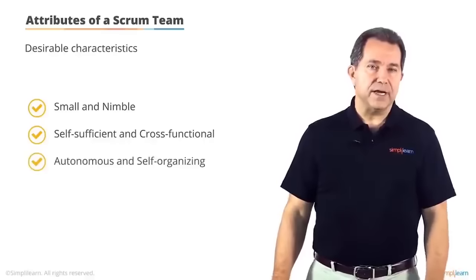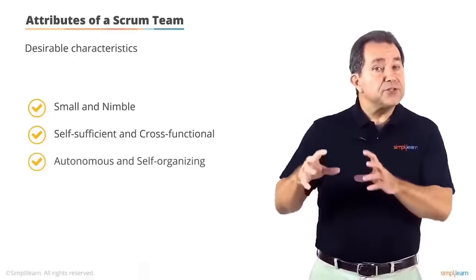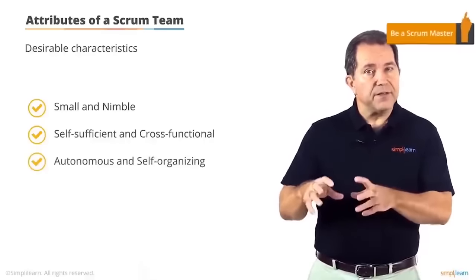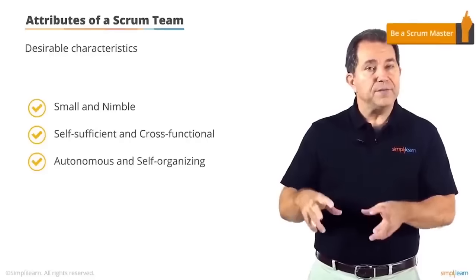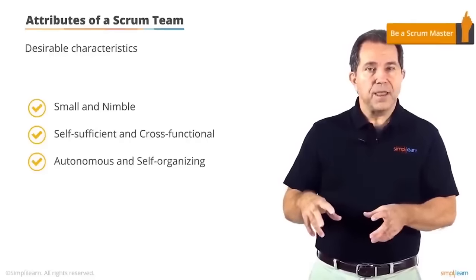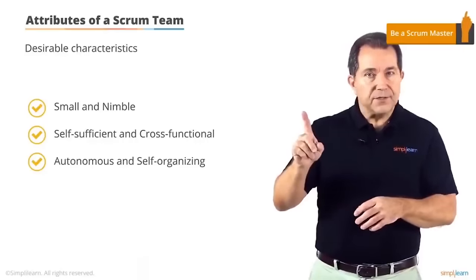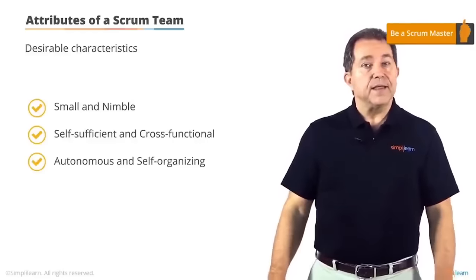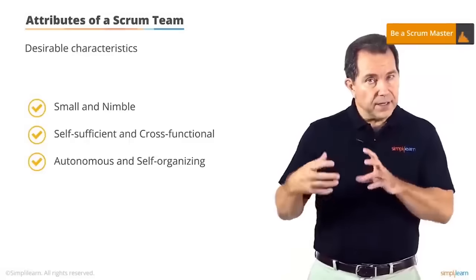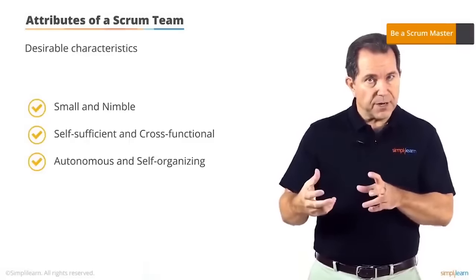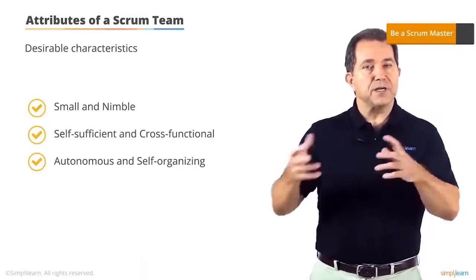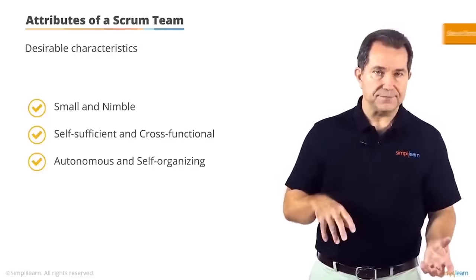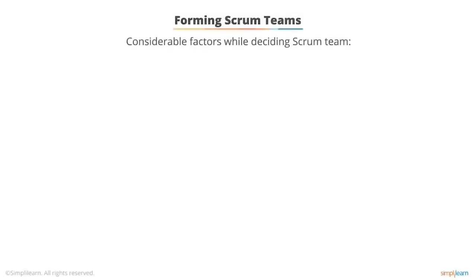Autonomous and self-organizing. Teams choose for themselves how they are going to organize and meet the goals of the product owner. No one gets to dictate to the team how to get their work done. The team decides, in collaboration with the product owner, the project direction, and the pros and cons of different approaches. Let's talk about some key decision points or factors to consider when assembling Scrum teams.